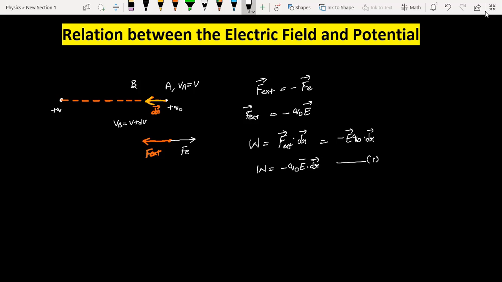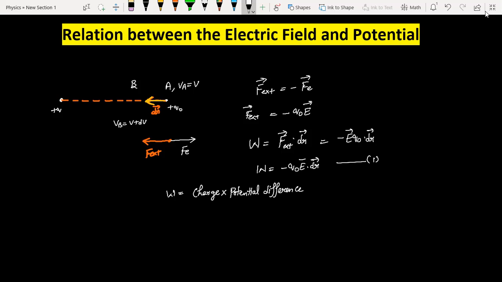There is the same work done, which can also be defined in terms of potential. The work done is equal to the charge times the potential difference between these two points A and B.